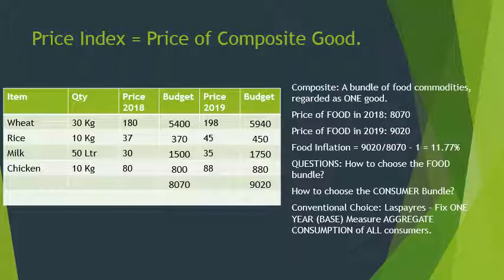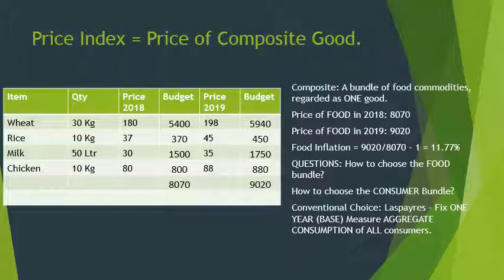Now there is an important question: how do we choose this bundle? How do we get these 30 kilograms of wheat and 10 kilograms of rice? What happens if we change these numbers? What are the right numbers to choose? Should we have 50 kilograms of wheat and 100 kilograms of rice, or some other numbers?